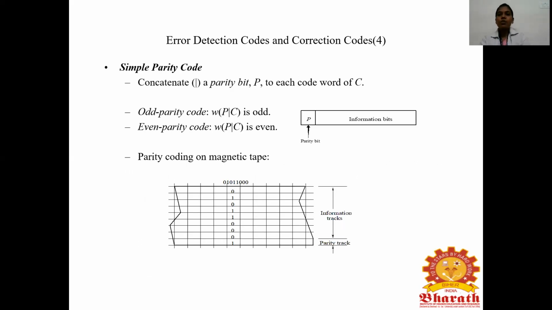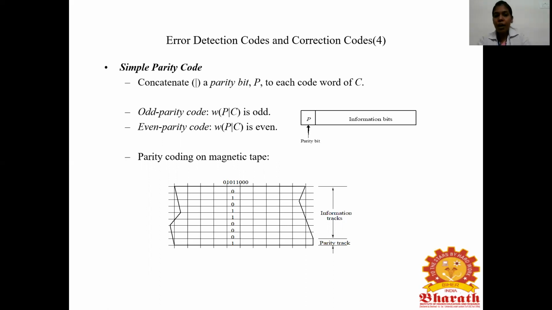So we have two parity codes, that is the odd parity code and the even parity code. Here the parity bit is attached along with the code, that is, along with the information. The odd parity code counts the number of ones present in the code. If the number of ones present in the code is even, it sets the parity bit as 1 to make it odd.